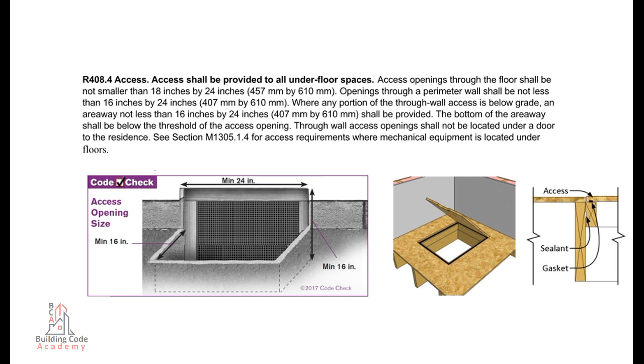R408.4 Access. Access shall be provided to all underfloor spaces. Access openings through the floor shall be not smaller than 18 inches by 24 inches, 457 millimeters by 610 millimeters. Openings through a perimeter wall shall be not less than 16 inches by 24 inches, 407 millimeters by 610 millimeters. Where any portion of the through wall access is below grade, an areaway not less than 16 inches by 24 inches, 407 millimeters by 610 millimeters, shall be provided. The bottom of the areaway shall not be below the threshold of the access opening.